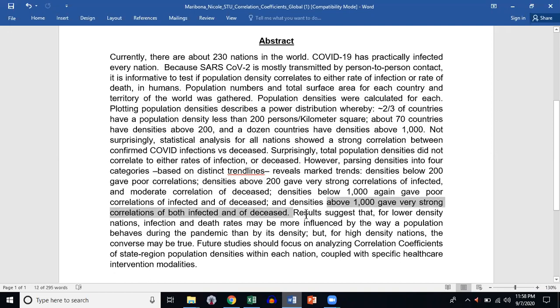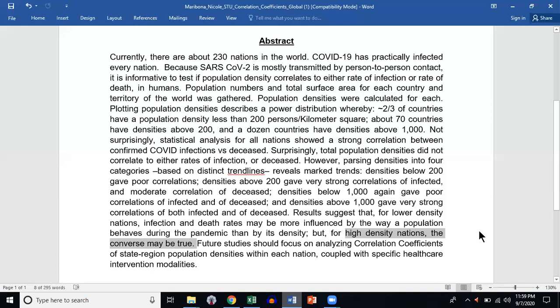So finally, the results then, to put it all together, suggest that in lower density nations, infections and death rates may be more influenced by the way a population behaves during the pandemic, more than by its density. This is for low density countries, either below 1,000 or below 200. But for high density countries, the converse or the opposite may be true, all right?